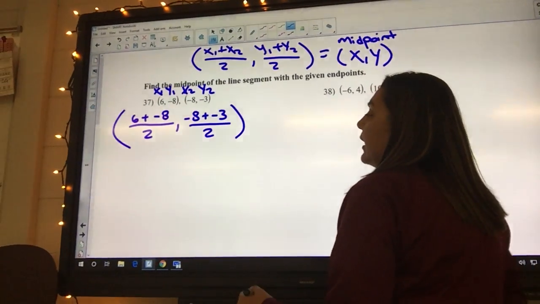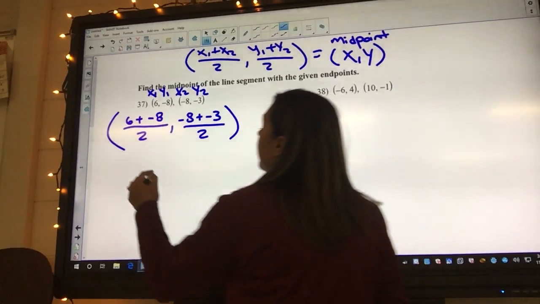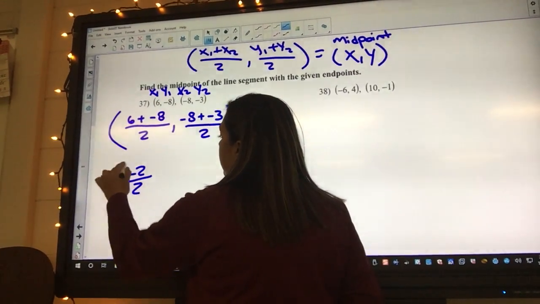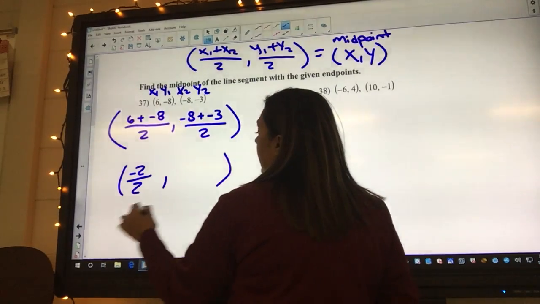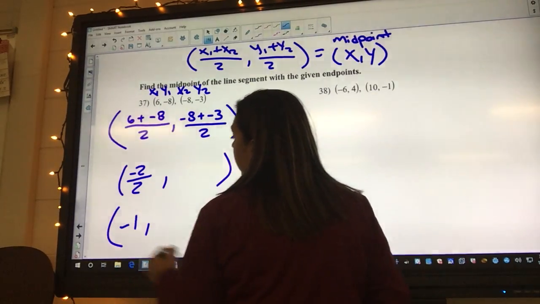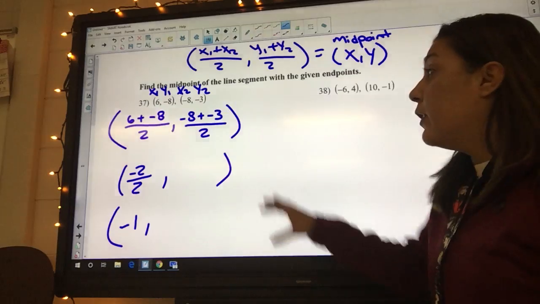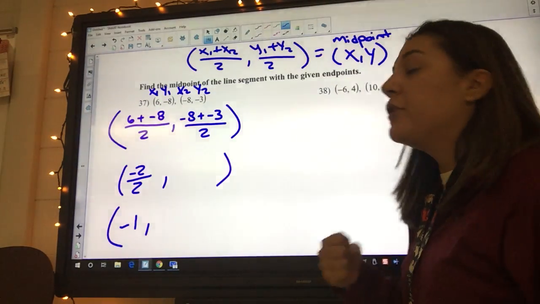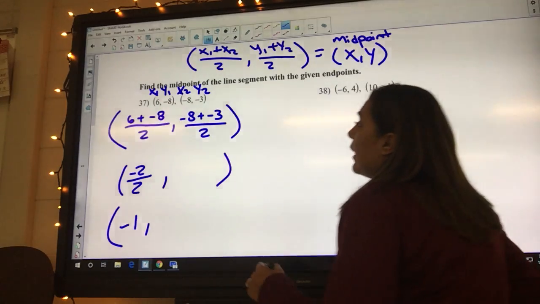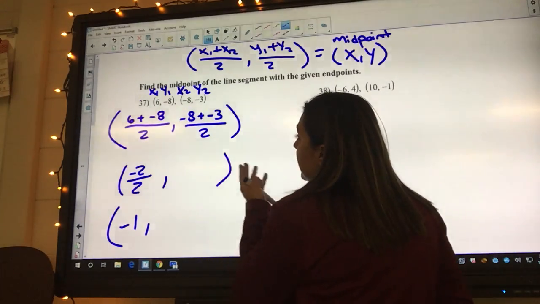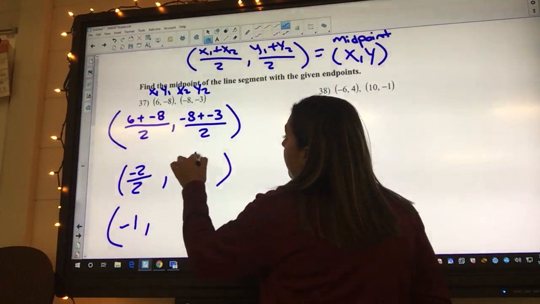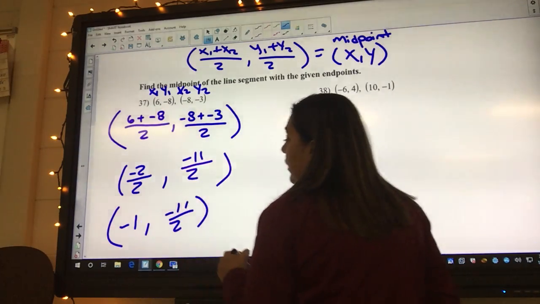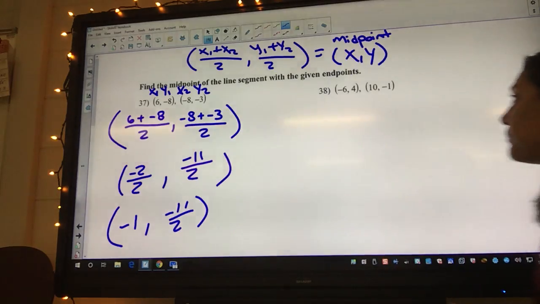Okay, so positive 6 plus negative 8 is going to give you negative 2 over 2. Okay, which is really just negative 1. Okay, and on this, you can type all this in on your calculator and it will get you to the very last step. So that's what I would suggest, but do it your way. Okay, negative 8 plus negative 3 is going to be negative 11 over 2, which is still going to be negative 11 over 2. Okay, and that's it. We're done.